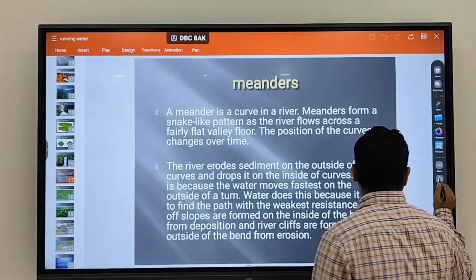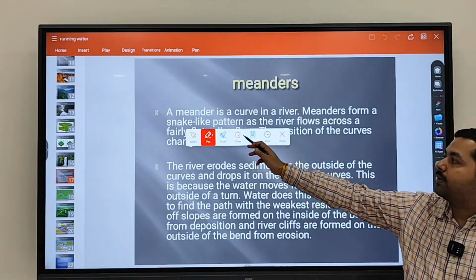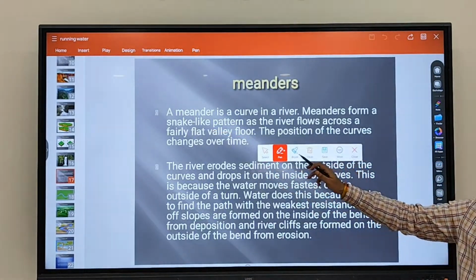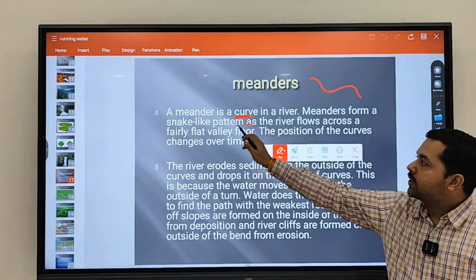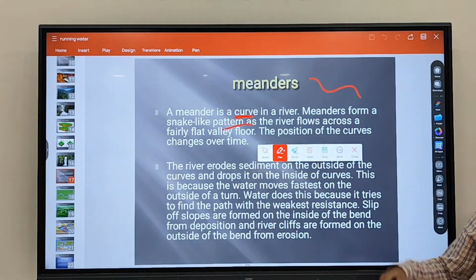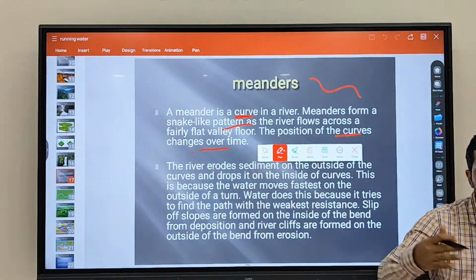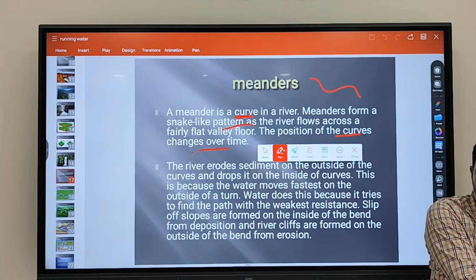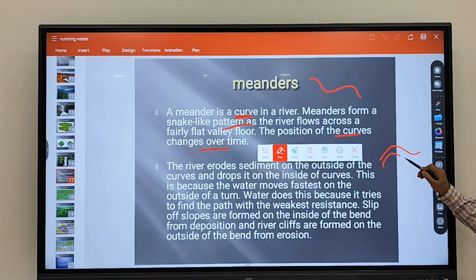So this is what meanders are. As we discussed, a meander is a curve in a river or a snake-like pattern of a river. This meander curve changes over time. Why does it change over time? One edge is eroded, and on the other edge deposition is happening. That's why, as we discussed initially, if a river is flowing like this, over a period of time it will start to flow like this. So the edge will change. Clear?